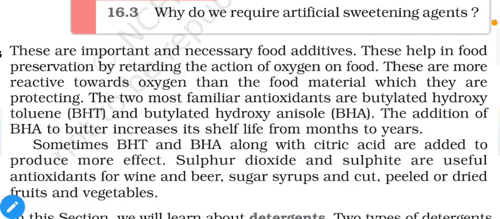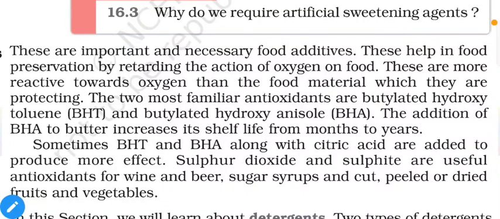A similar situation is going on here. We are using compounds more reactive towards oxygen for the preservation of food. So these are the examples mentioned here. The two most familiar antioxidants are butylated hydroxytoluene and butylated hydroxyanisole. The addition of BHA to butter increases its shelf life from months to years. So it is a very drastic change. Sometimes BHT and BHA along with citric acid are added to produce more effect.